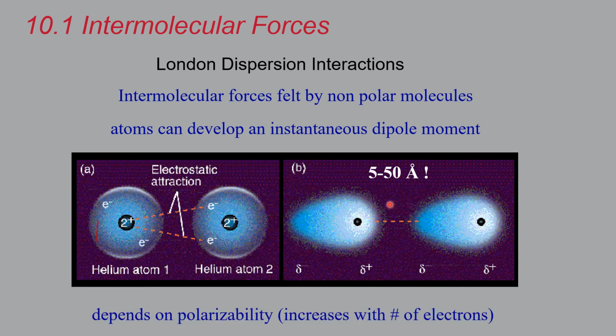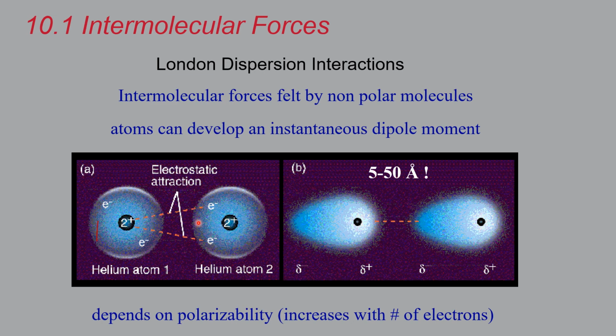Now, what makes this strong or weak? Well, overall, they're much weaker than the dipole-dipole interactions. Now, these depend on the polarizability of the molecule. Polarizability is a fancy word that says how easy it is for these electrons to get pushed around. And usually, the more electrons something has, the easier it is to do. Our 2-electron helium atom here is about the least polarizable thing there is. It has a very small polarizability.